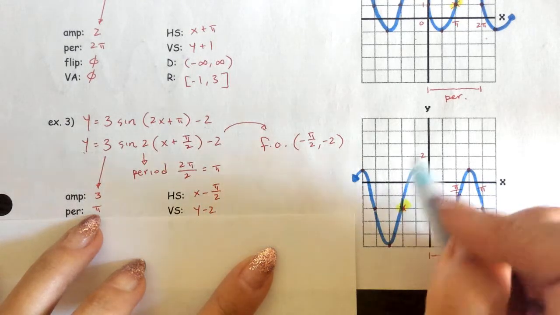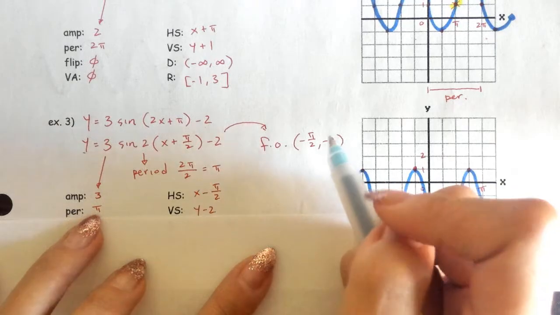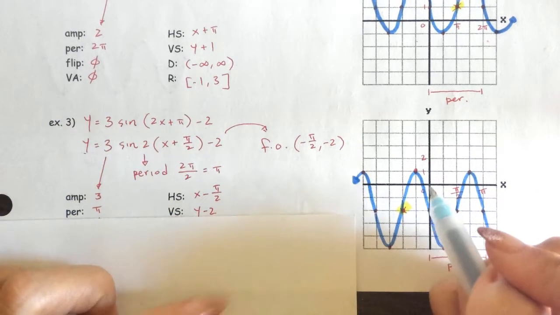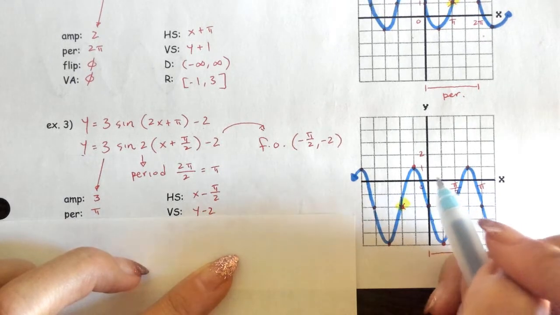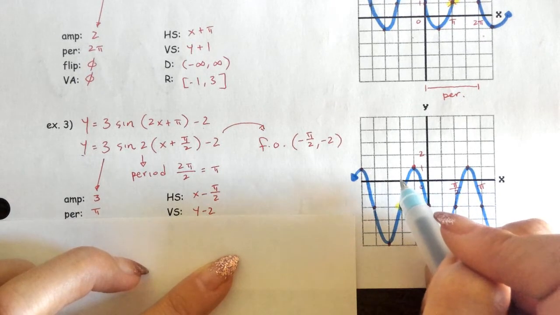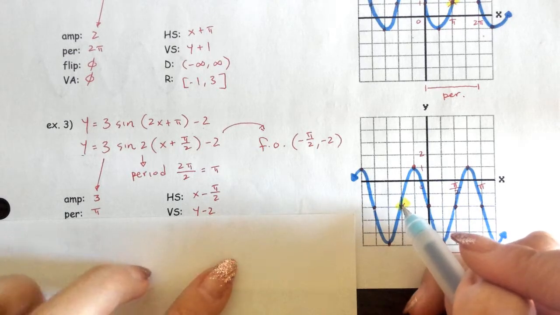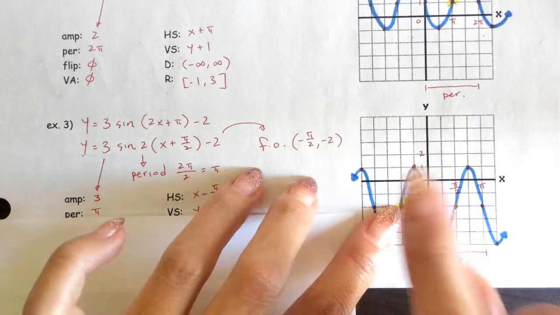Okay, so I at least need these 2, and then I want my 1 and my 2 just in case. Now that I have my x and my y coordinates, I'm going to use my fake origin, which is negative pi over 2 comma negative 2. So negative pi over 2 would be, if this is pi over 2, negative pi over 2 would be here, and then down 2. I put a little x. This is my fake origin. This is where my sine graph starts.